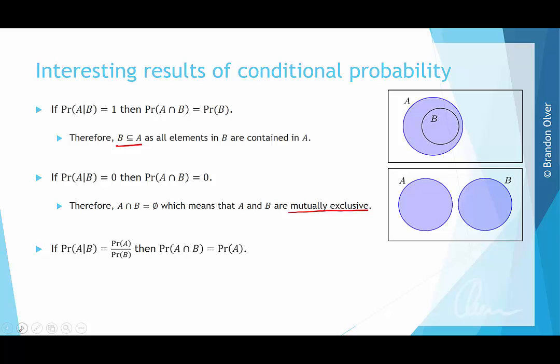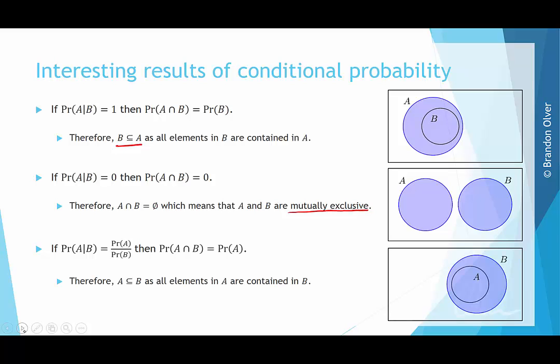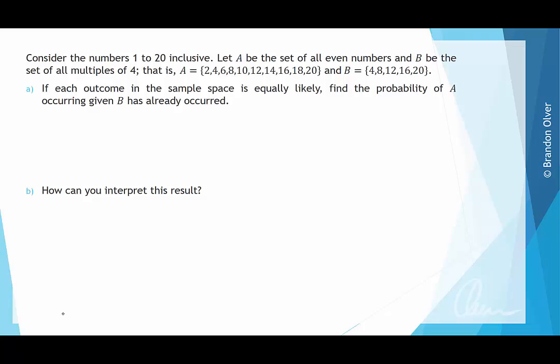Finally, if the probability of A given B is equal to the probability of A over the probability of B, then we know that the probability of A intersecting B is just equal to the probability of A. So in this case, we can say that A is a subset of B, because all the elements in A are contained in B.